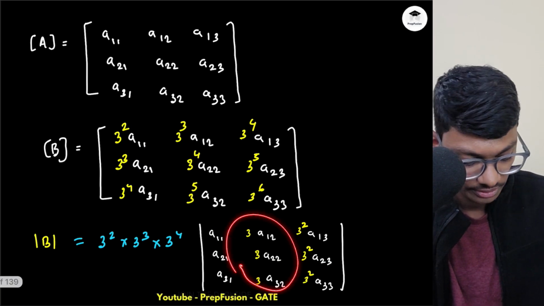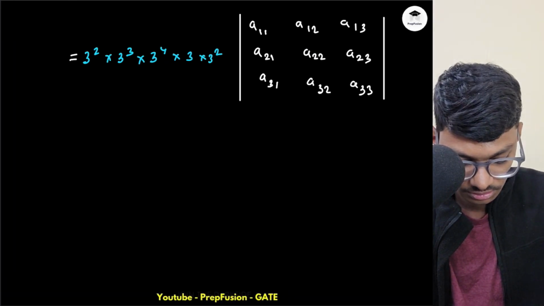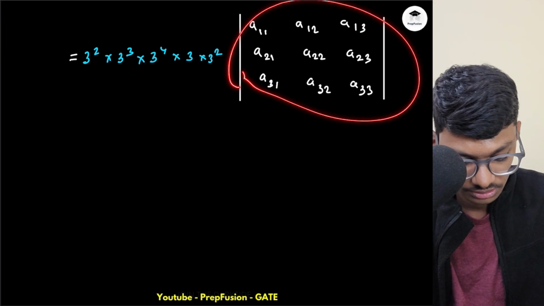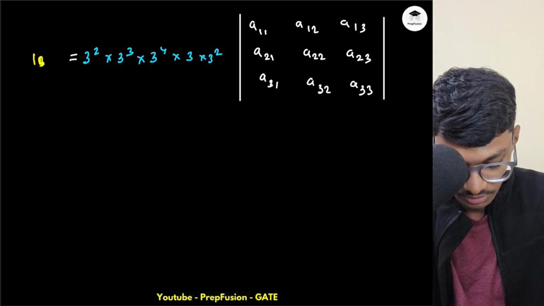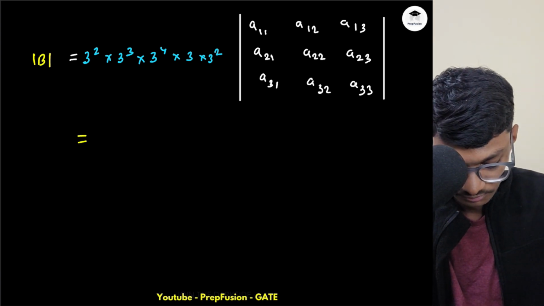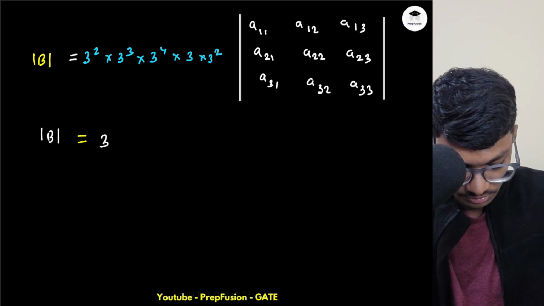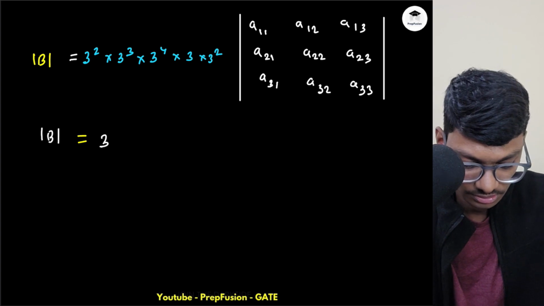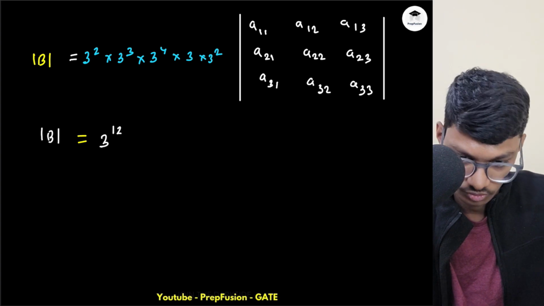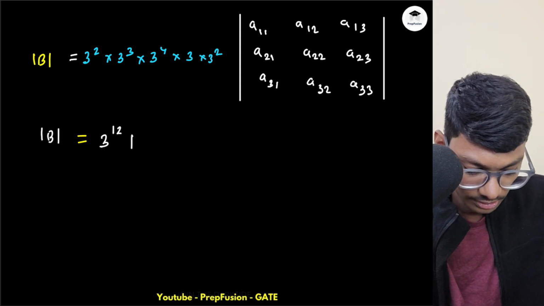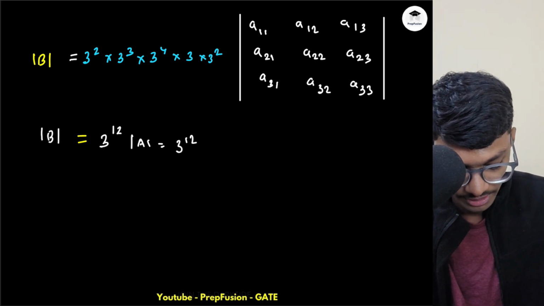And obviously, as I told, I'm taking common 3 from this column and 3 square from this column. So this is 3 into 3 square, and this is the A matrix itself. This is the determinant of A matrix, which is equal to my determinant of B matrix. So determinant of B equals 3 raised to power, how much is this? 5, 9, 10, 12. 3 raised to power 12, into determinant of A, which is equal to 1 itself. So my answer is 3 raised to power 12.